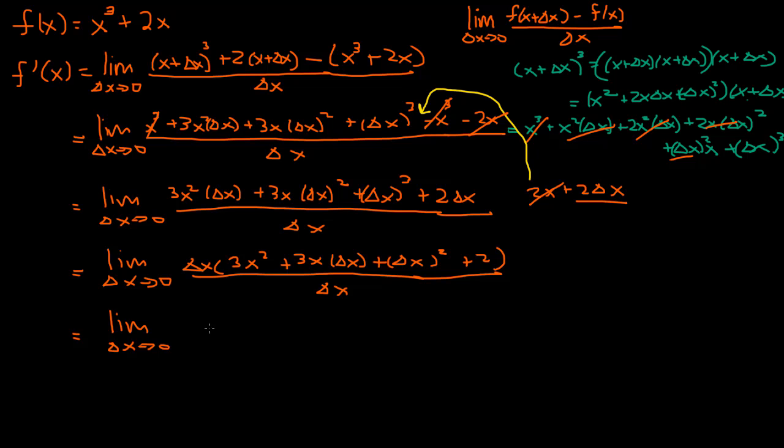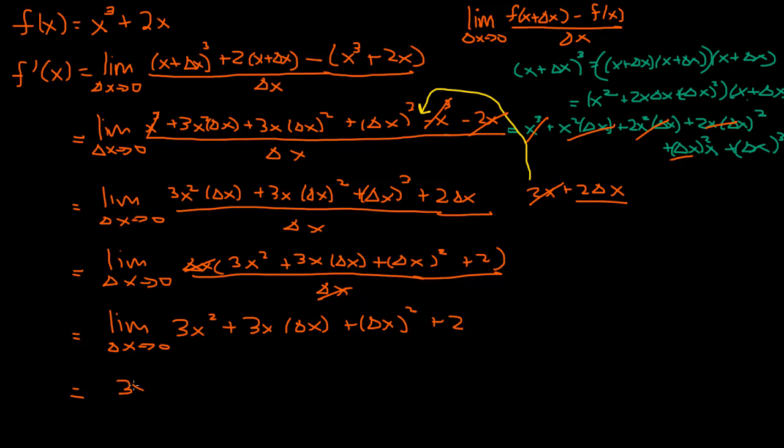And what are we going to be left with? So that divides out and that divides out. We're left with 3x squared plus 3x times delta x plus delta x squared plus 2. Now let's finally take that limit via substitution. Okay, we're going to plug in a 0, substitute a 0 everywhere there's a delta x.